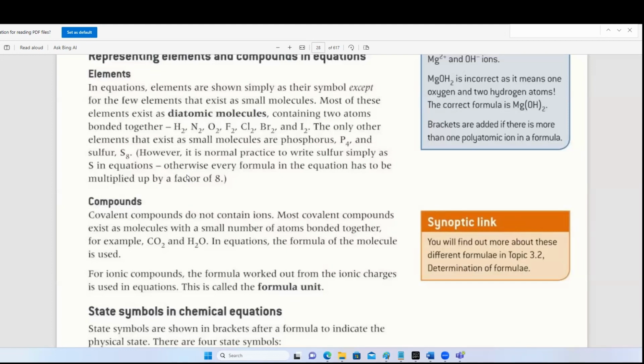However, it is normal practice to write sulfur simply as S in equations. Otherwise, every formula in the equation has to be multiplied up by a factor of eight. So we just want to avoid that. So we just write S. Does that make sense? All right?